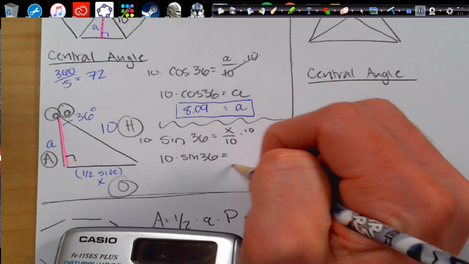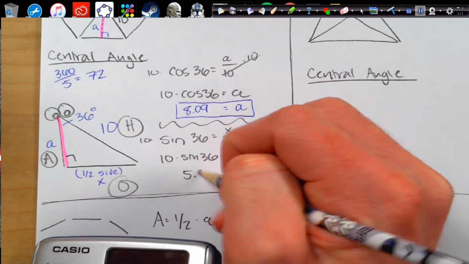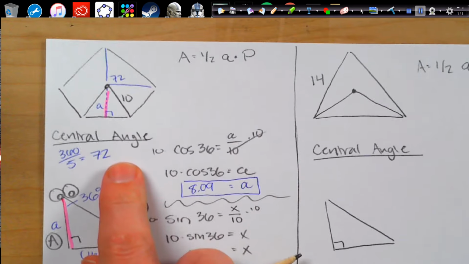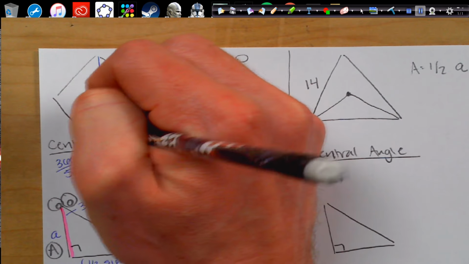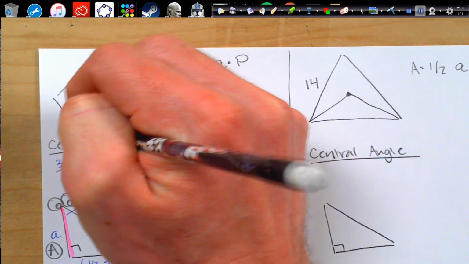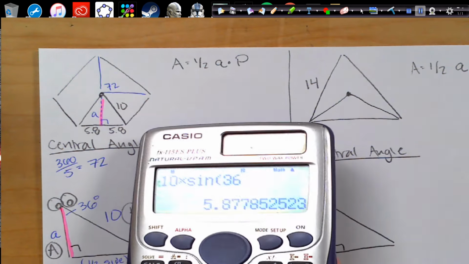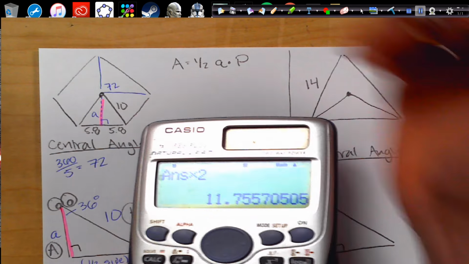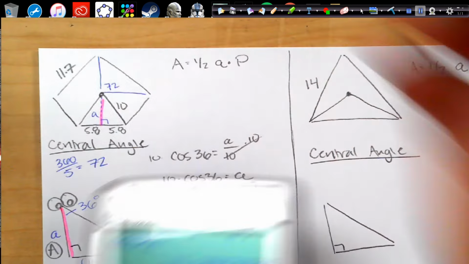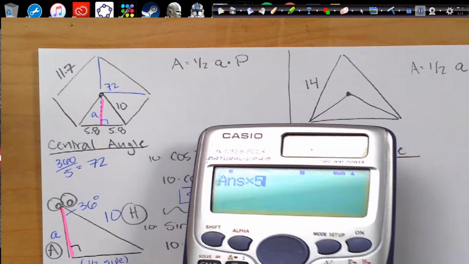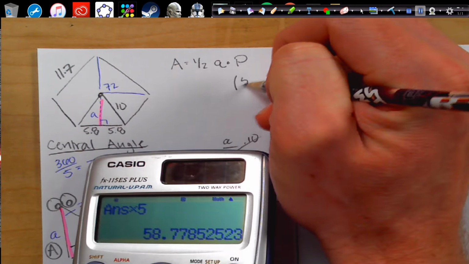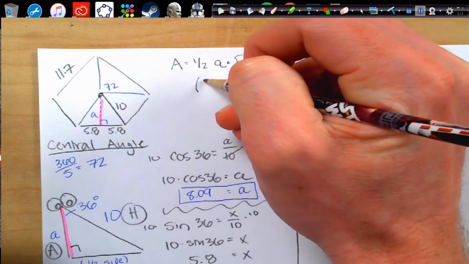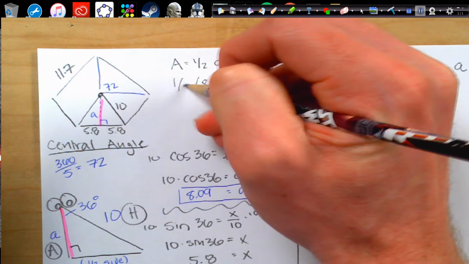Now remember, x right here is just half the side length of my entire side length. So we get 5.8 here, which means this is 5.8 right there. I'm going to leave it in my calculator as 5.8. If I times it by 2, I'm going to get 11.7 about. And then if I times it by 5, I'm going to get my perimeter. So I get my perimeter to be 58.778.